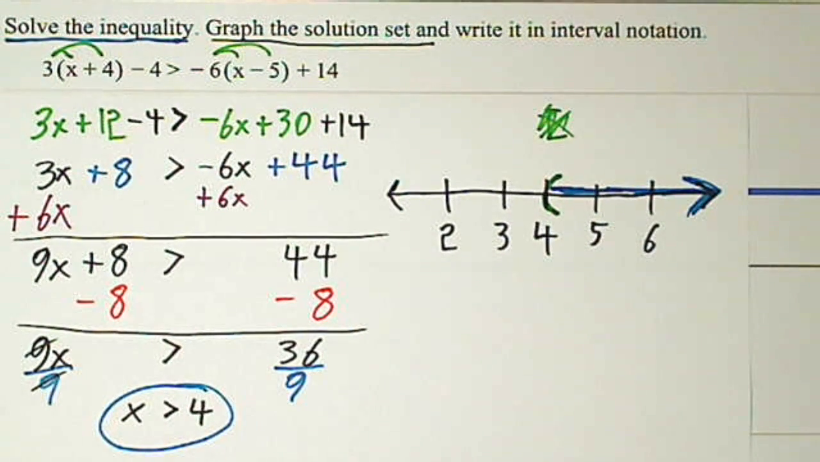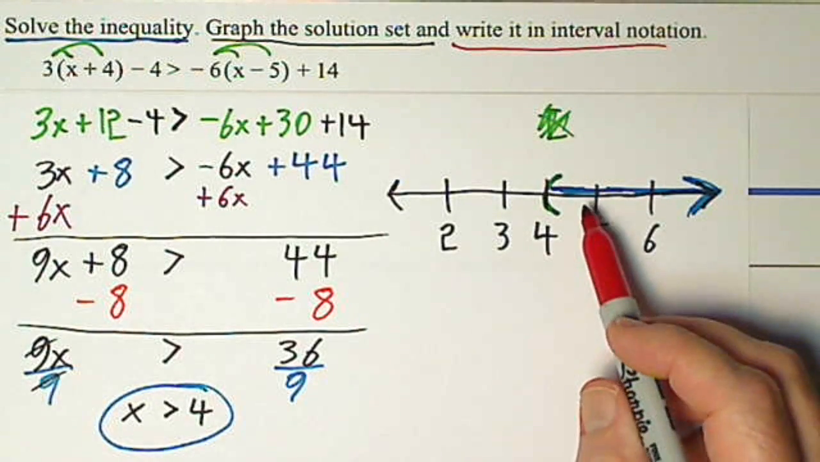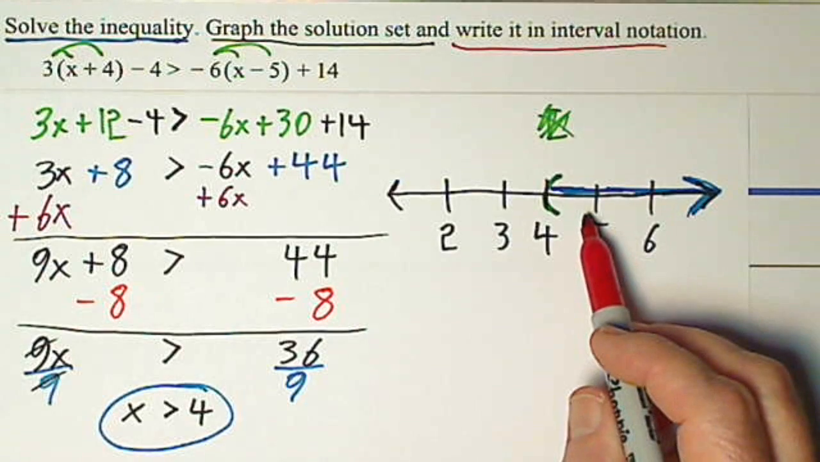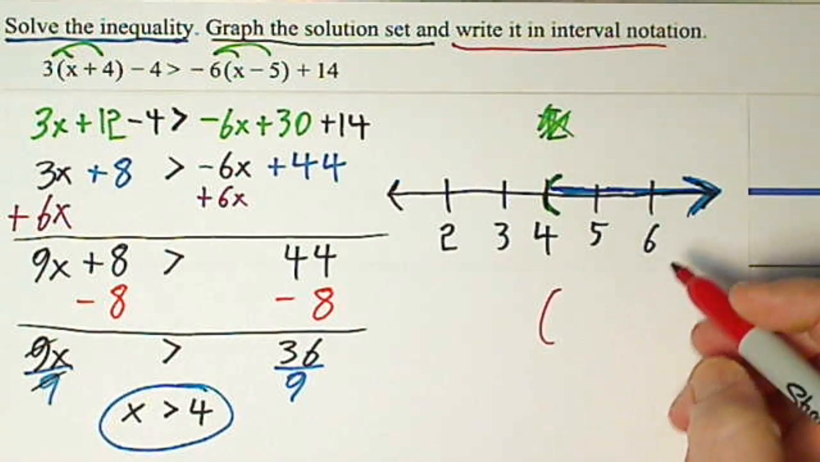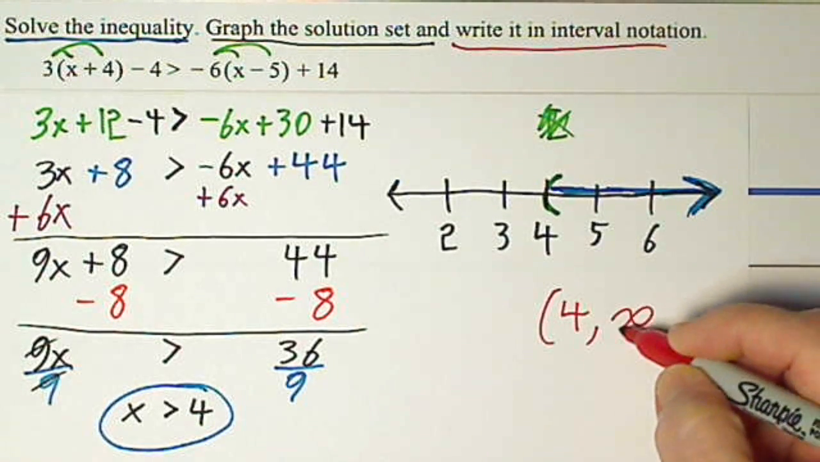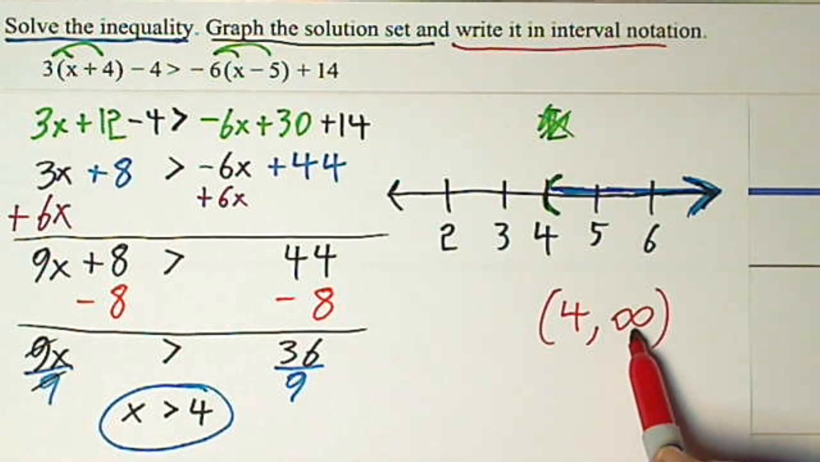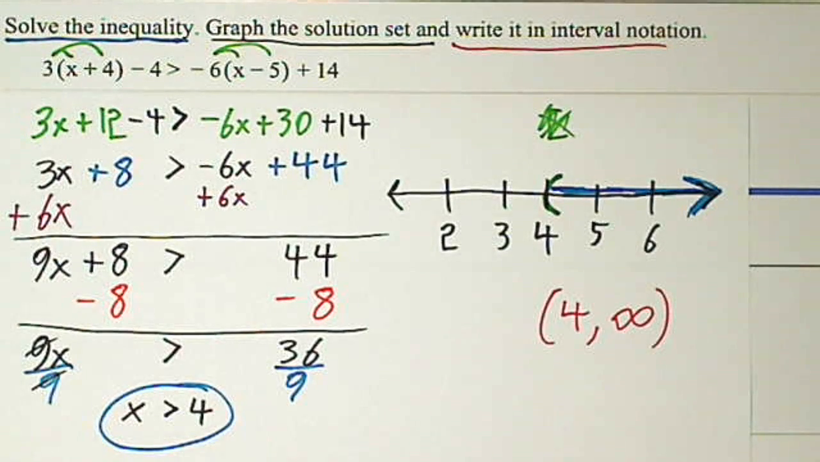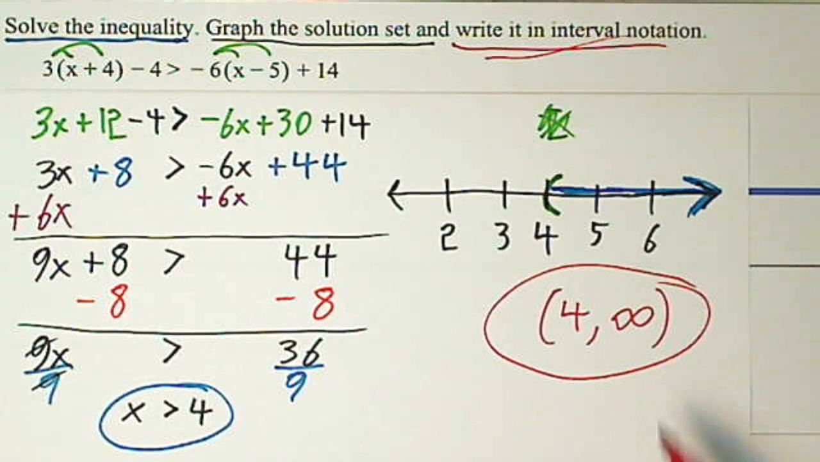Okay, so now we've graphed it. And then the last thing they want us to do is write it in interval notation. Okay? So you might find it easiest to go from the graph to interval notation. X can be anything greater than 4, so it goes all the way out towards positive infinity. You can never touch infinity. Anyway, interval notation is right here.